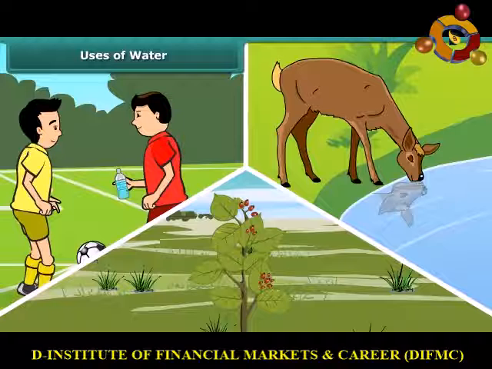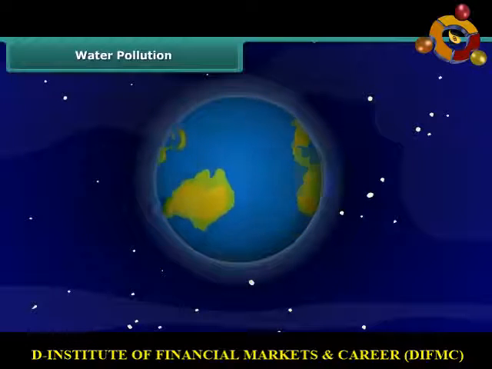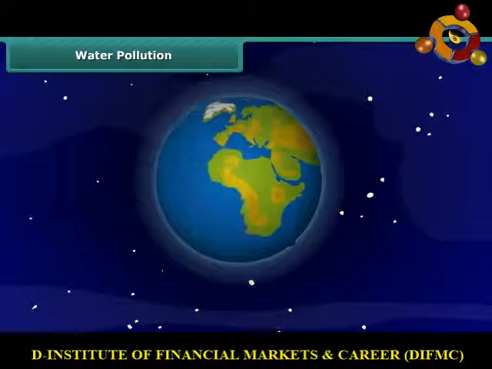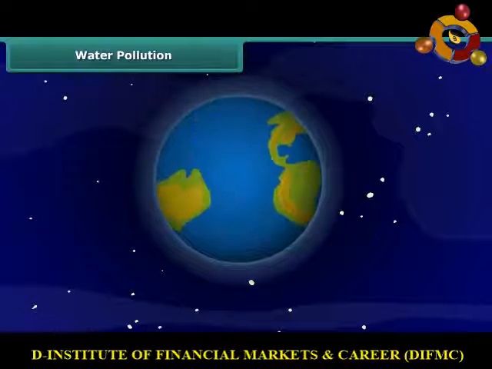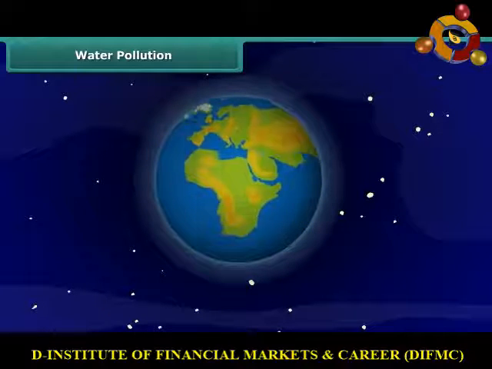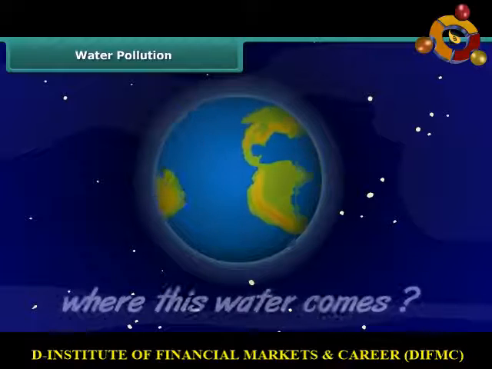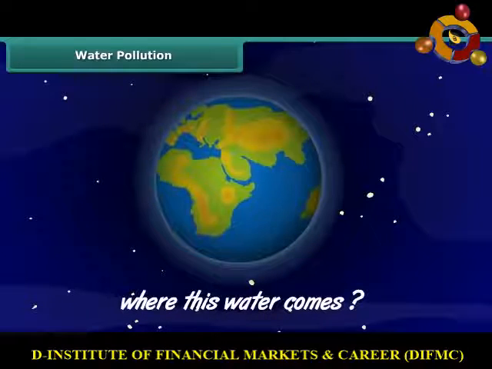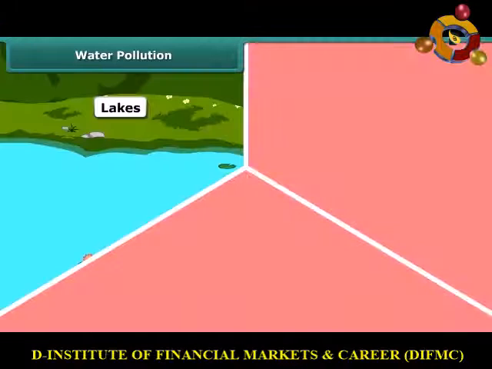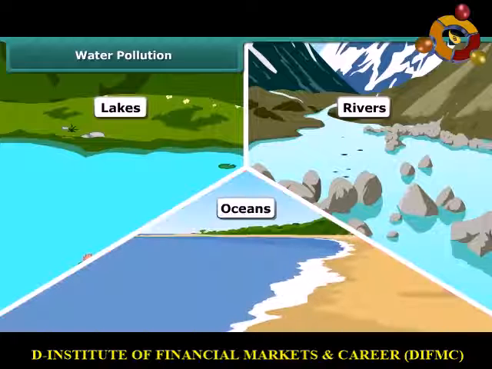Look at these activities. What is common in these activities? Yes, you are correct. All these activities highlight the uses of water. We know that 70% of the Earth's surface is covered with water, and it is the most precious natural resource on our planet. Do you know from where this water comes? It comes from natural sources like lakes, rivers, and oceans.